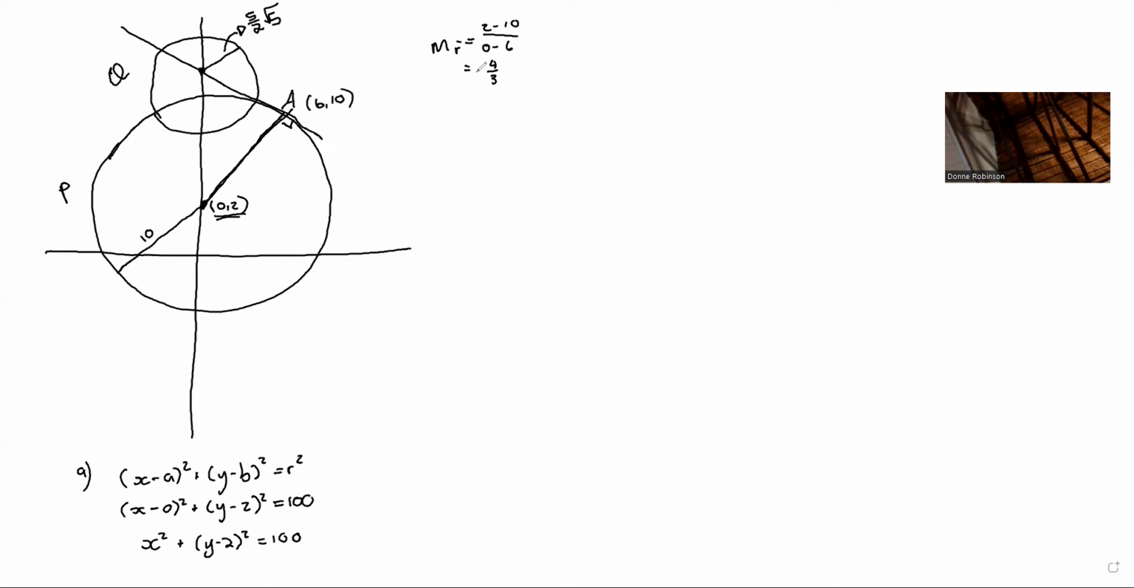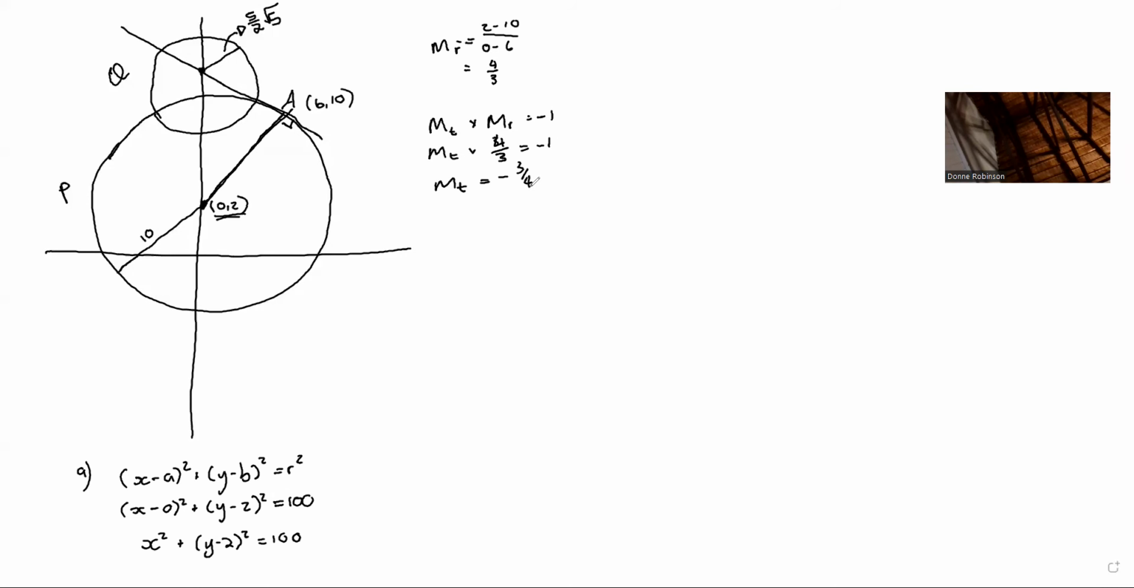Now, if we work out the gradient of the tangent, we know that the gradient of the tangent multiplied by the gradient of the radius would give me -1. So I can either just flip it and put a minus on, so -3 over 4, or I can work it out. I'm just going to show you how. 4 over 3. There we go. And that would be the gradient of my tangent.